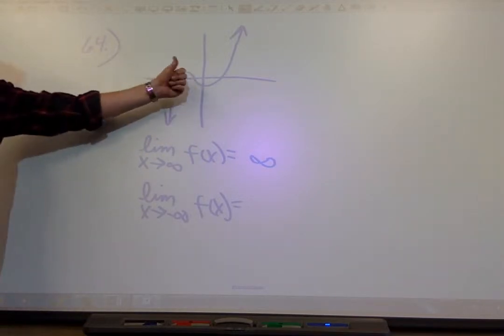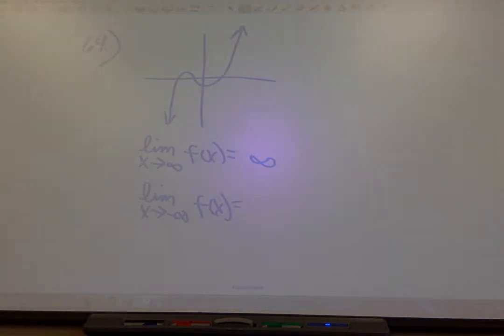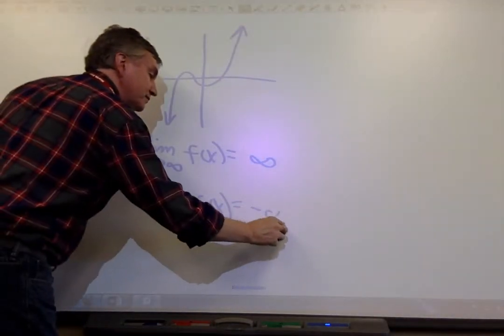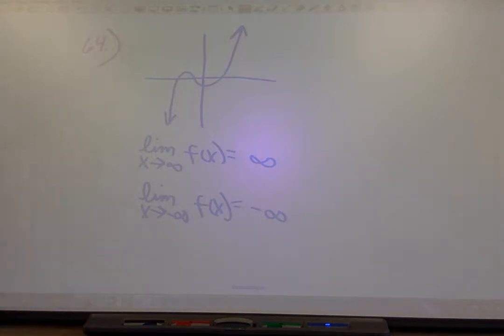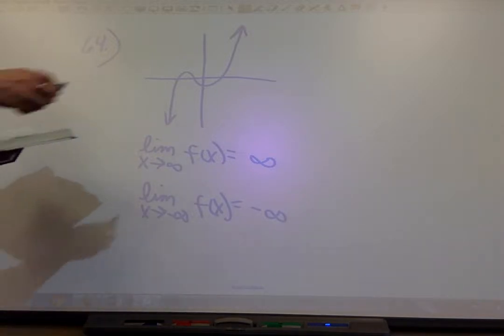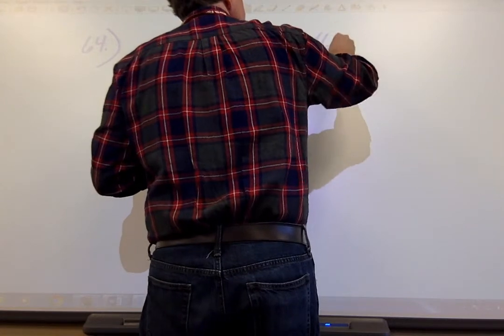What if you let x go to negative infinity? Where's y going? Down forever. What do I call that? That's it. Okay? Compare that one to another good example, 66. I like this one. Same question.